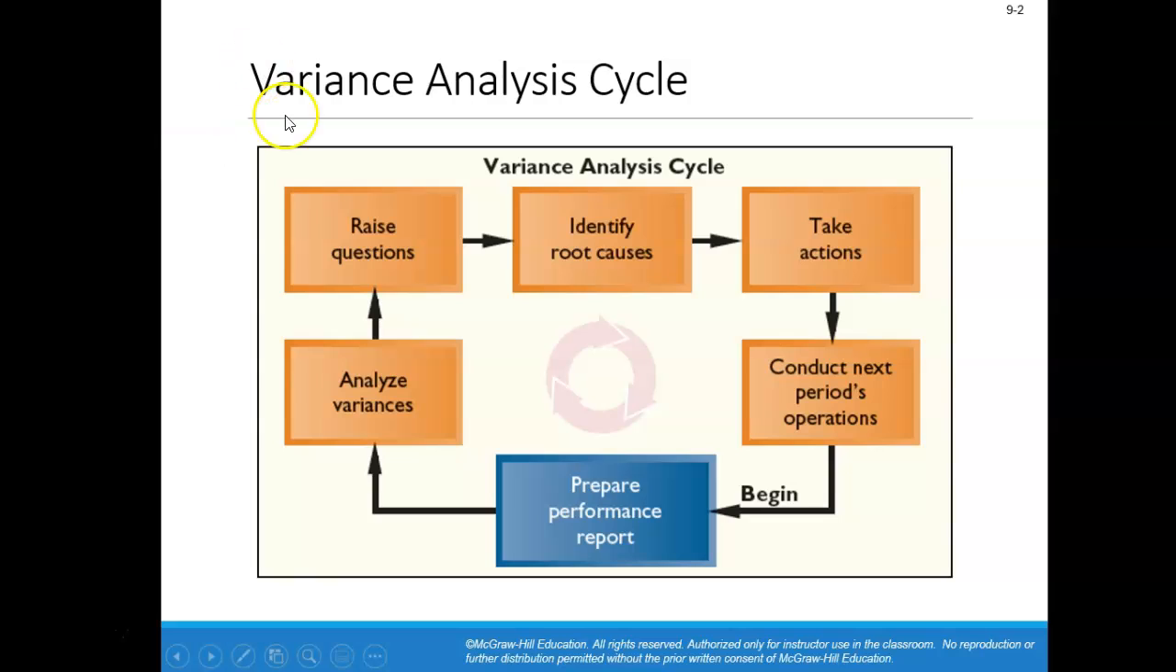Those variances are going to raise questions for us. We want to identify what the root causes of those variances are. Are we spending too much money on material, too much on labor, overhead costs? Once we identify the root causes, we're going to take actions to try and eliminate any unfavorable variances and then conduct the next period's operations.